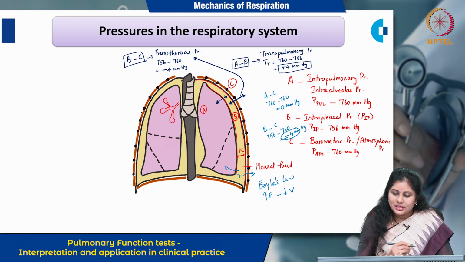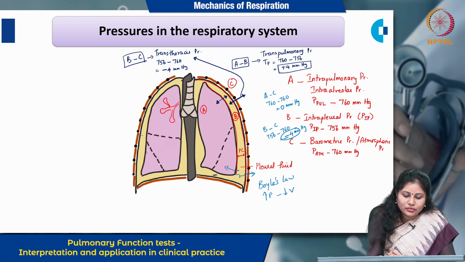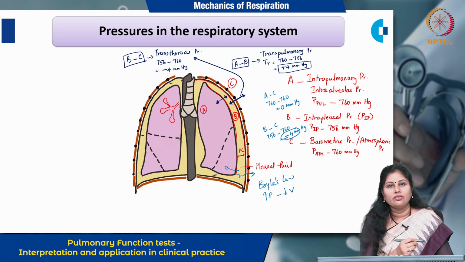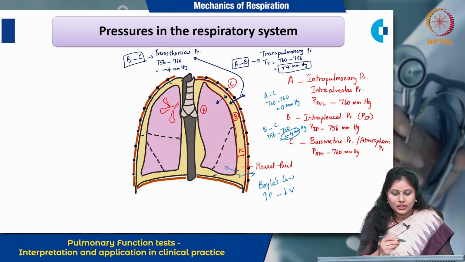And one more thing is, the intrapleural pressure is not the same everywhere. In the base of the lung it is different, in the middle of the lung it is different, and in the apex it is also different. This is because of the effect of gravity. In the base of the lung, the pleural cavity space is decreased because of the pull of gravity. The visceral pleura comes close to the parietal pleura, so the cavity space decreases and it becomes less negative.